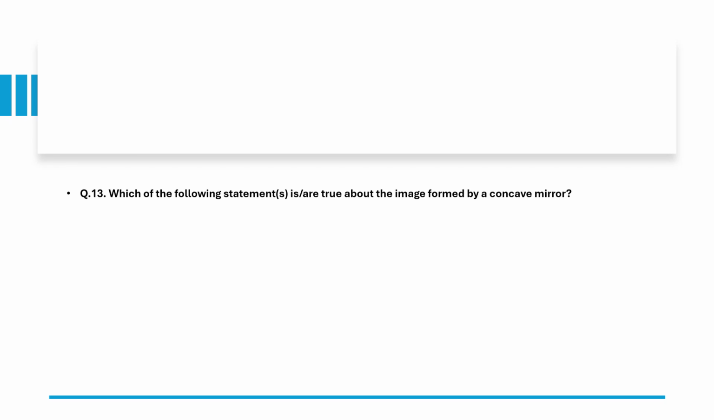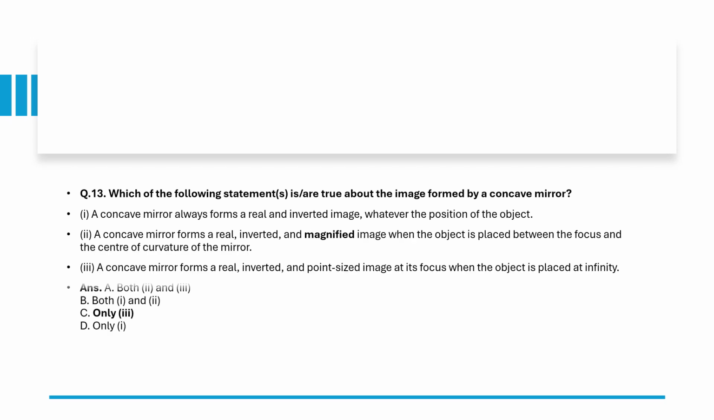Which of the following statements are true about the image formed by a concave mirror? Option C is correct, that is the third one. A concave mirror forms a real, inverted, and point-sized image at its focus when the object is placed at infinity.